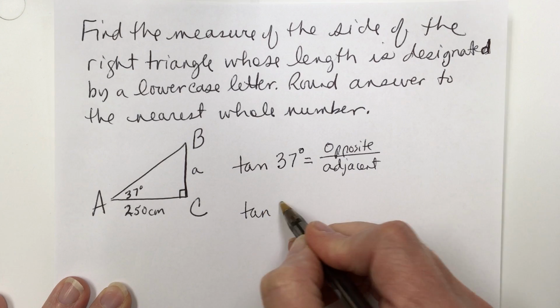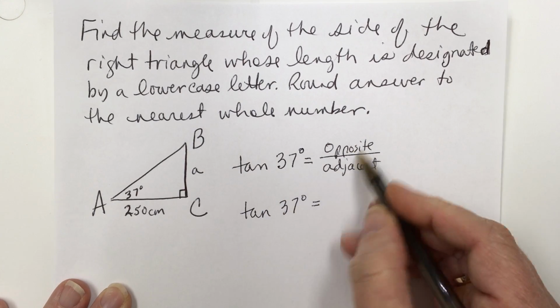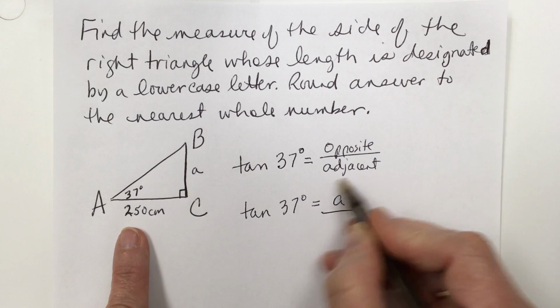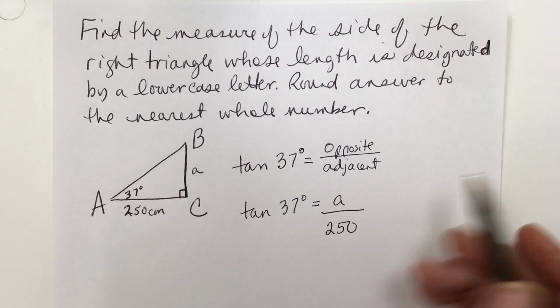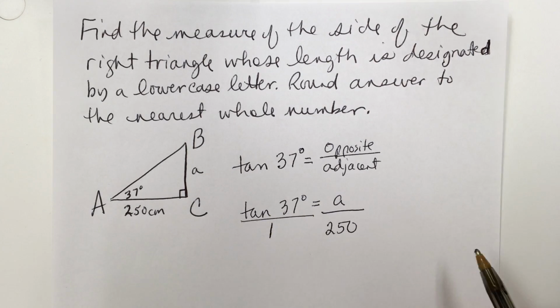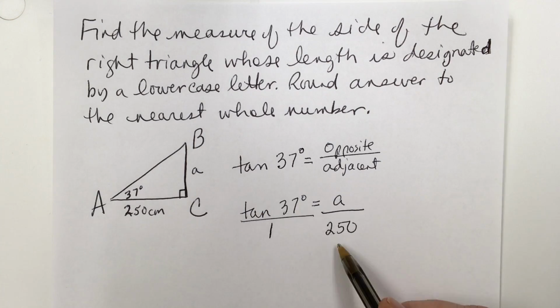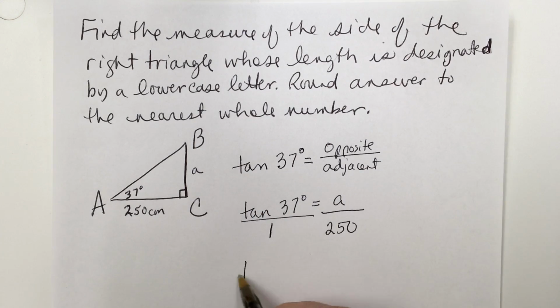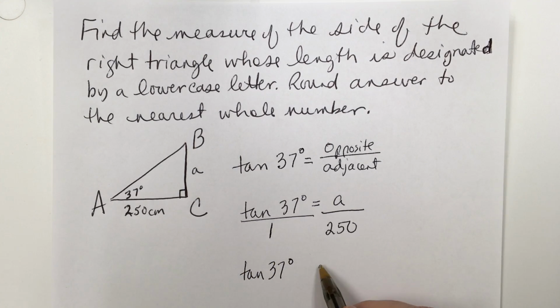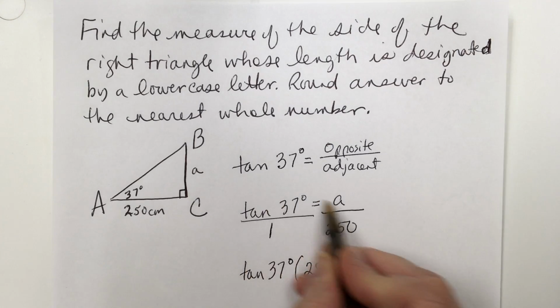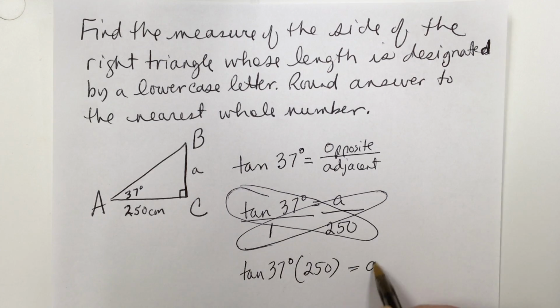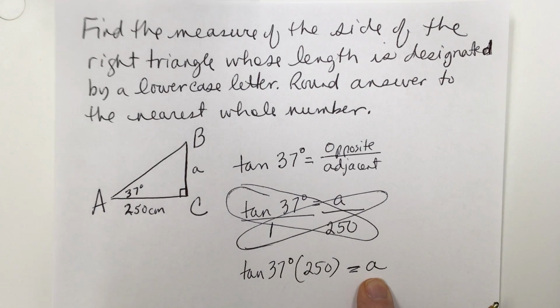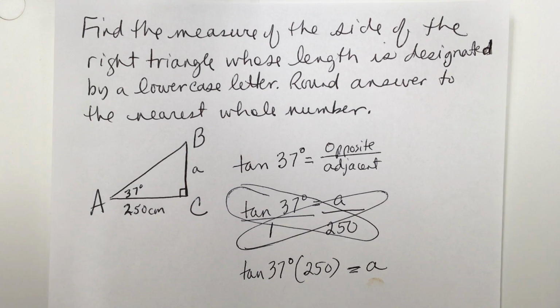So therefore, tangent of 37 degrees is equal to opposite, which is my A, over my adjacent side, which is 250. Now, we have a proportion that we can solve. So we will cross multiply. I have tangent of 37 degrees times 250, if you cross multiply here, is equal to 1 times A, which is A. And A is what we're trying to find. So now A is equal to the tangent of 37 times 250.